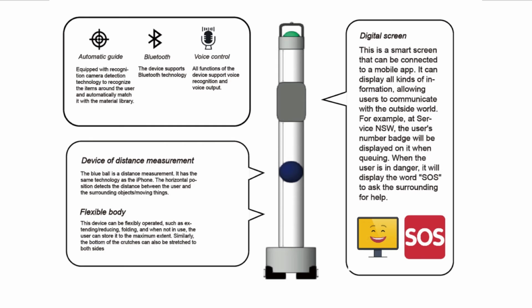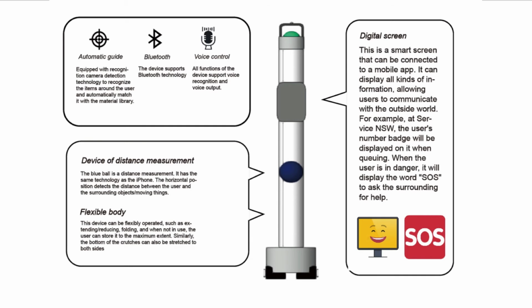Before the blind man uses it, it can fit the height of the blind user, which is user friendly. And the middle blue circle device is a distance measurement. It has the same technology as the iPhone, which has some sound to notify blind users.